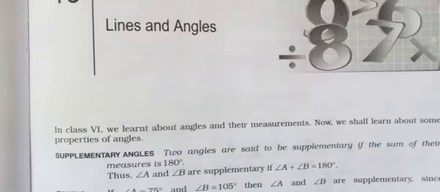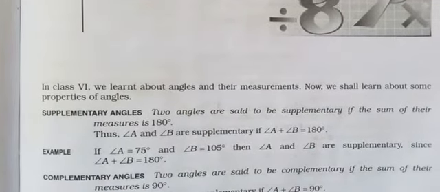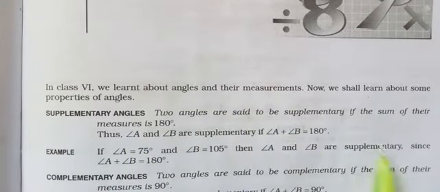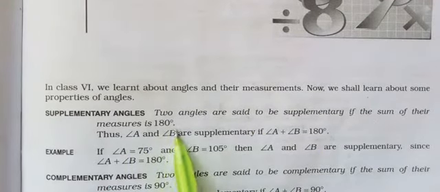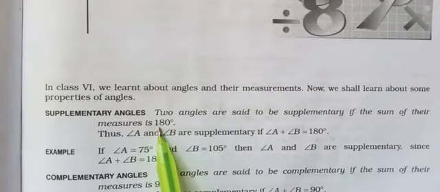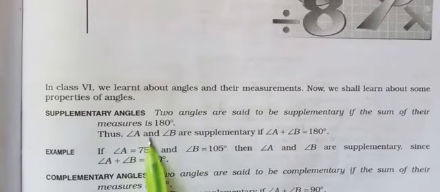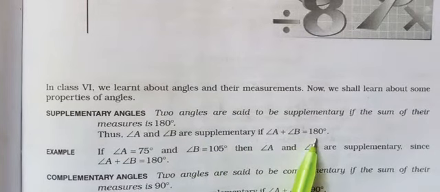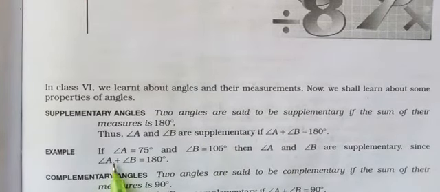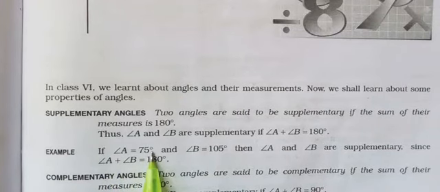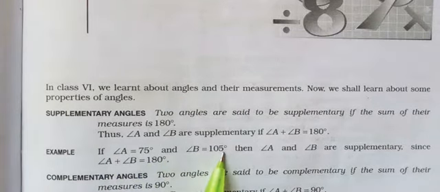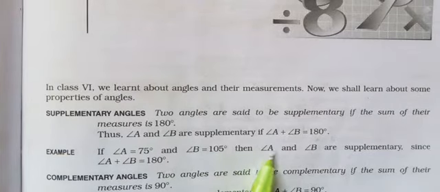First is supplementary angles. What are supplementary angles? Two angles are said to be supplementary if the sum of the measures of the angles is 180 degrees. Thus A and B are supplementary if A plus B is equal to 180. Let us take one example. Suppose angle A is equal to 75 degrees and angle B is equal to 105 degrees. Then angles A and B are supplementary since A plus B is equal to 180 degrees.